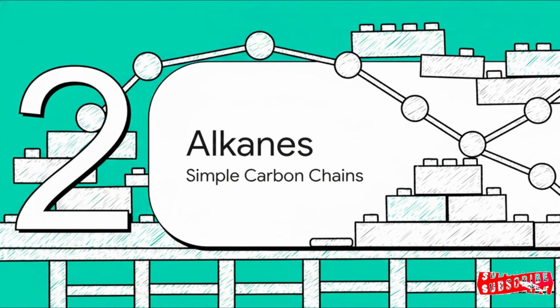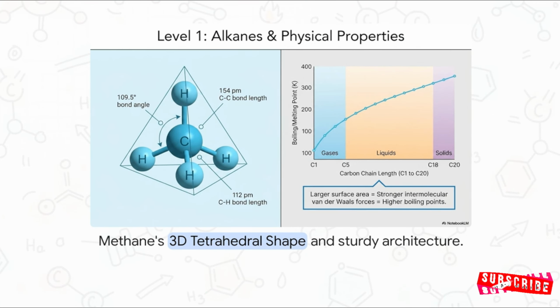Moving right along to part 2, alkanes, our simple carbon chains. This is the sturdy foundation of our chemistry building blocks. And this brilliantly illustrates what happens when we map a single carbon block in 3D space. We get methane. It's one carbon atom right in the center, firmly bonded to 4 hydrogens. Notice that highly specific angle there? It's exactly 109.5 degrees. That gives us a tetrahedral shape. You see, it's not just a flat drawing on a page, it's a robust, highly specific architectural structure.